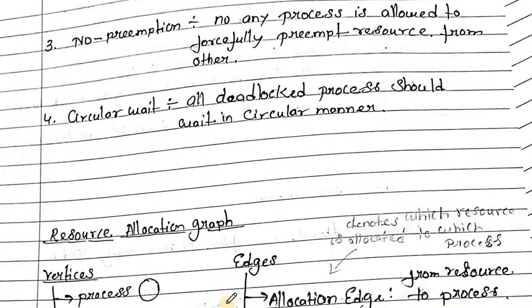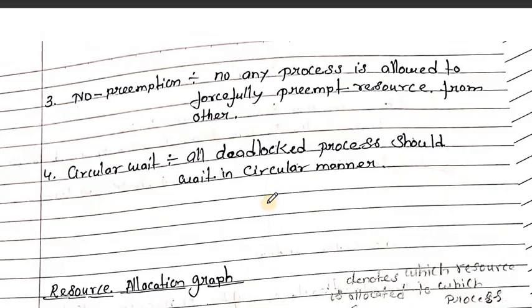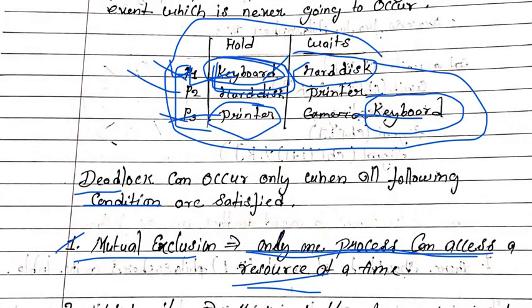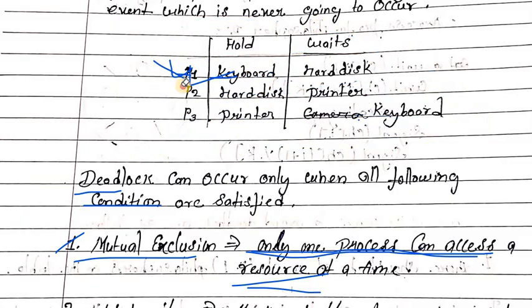Now the third condition is no preemption. No process is allowed to forcefully preempt a resource from others. Here there is no preemption, which means no process is so powerful that it can preempt the resources of another process.